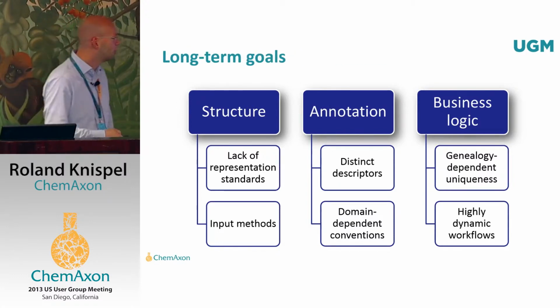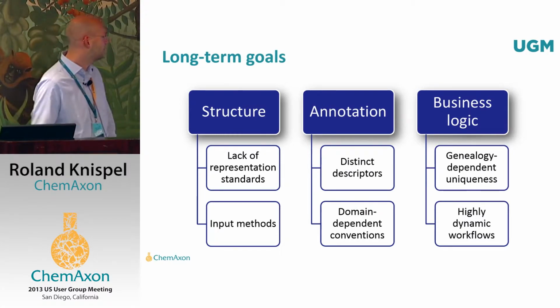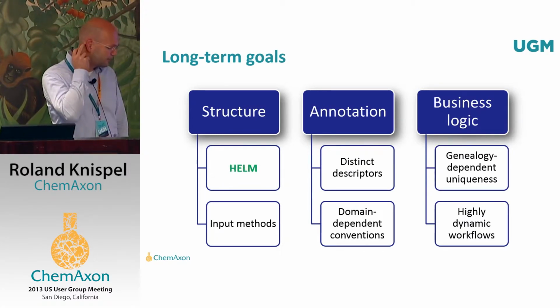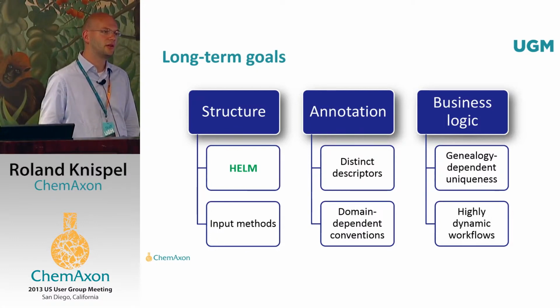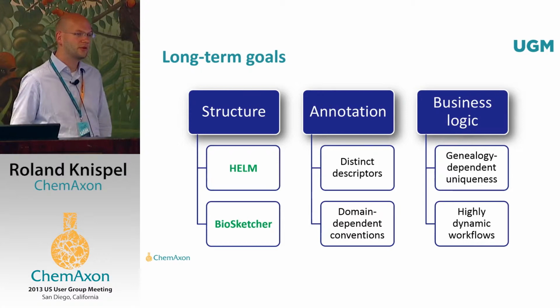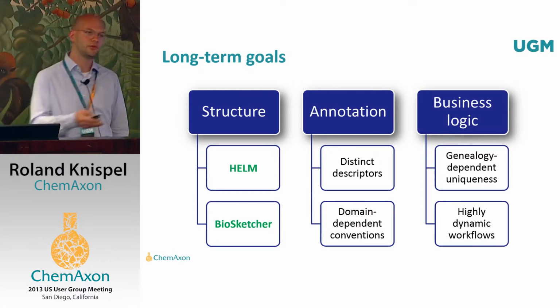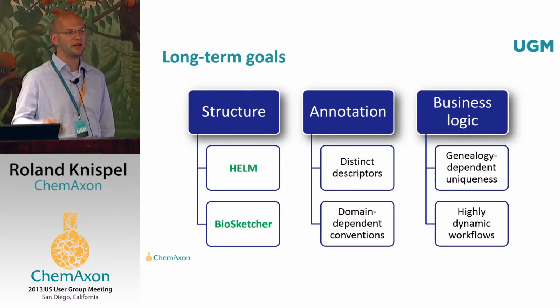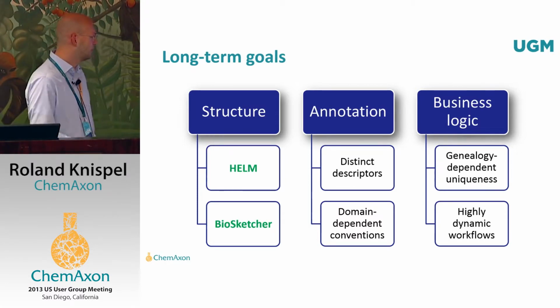So in our long-term goals, how can we tackle these individual problems? Regarding the representation, we've decided to take a look at the HELM representation, and we think it's a viable way to describe large molecules. Input methods: obviously you need some sort of new tool, a biosketcher, which enables handling this new representation, and embedding, whenever chemistry becomes important, the classical chemical sketchers.